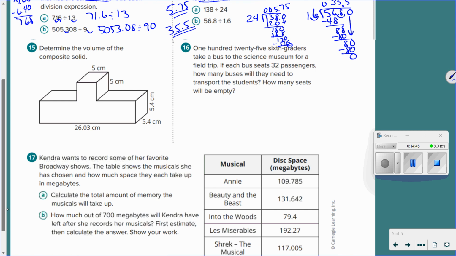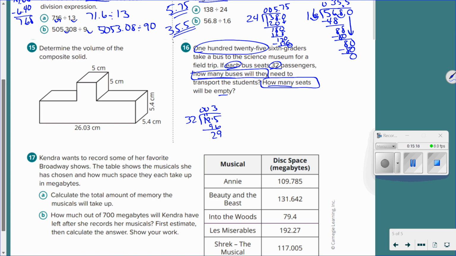16, 125 6th graders take a bus to the Science Museum. Each bus has 32. How many buses will they need to transport? How many seats will be empty? So there actually are two questions in here. How many do they need? How many seats are empty? So I take 125, divide it by 32. Won't go into 1 or 12. It's going to go into 125 3 times. It's going to give me 6, 96. 12, 11 gives me a 9, 29. So they need 4 buses because 3 won't be enough.